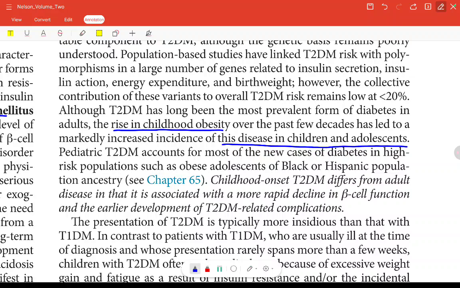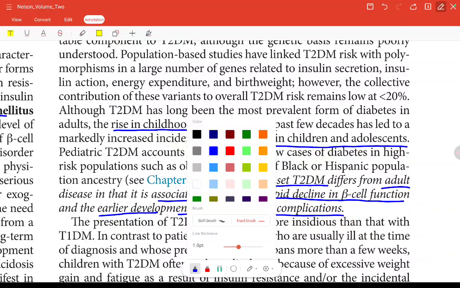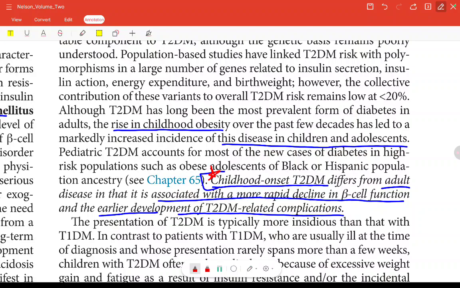Okay, childhood onset type 2 diabetes mellitus differs from adult disease in that it is associated with more rapid decline in beta cell function and earlier development of type 2 diabetes mellitus related complications. So how is childhood type 2 different from the adult? It is associated with more rapid decline in beta cell function and earlier development of complications. This was important, okay. We have to keep this in mind, that type 2 diabetes mellitus is more dangerous in childhood.